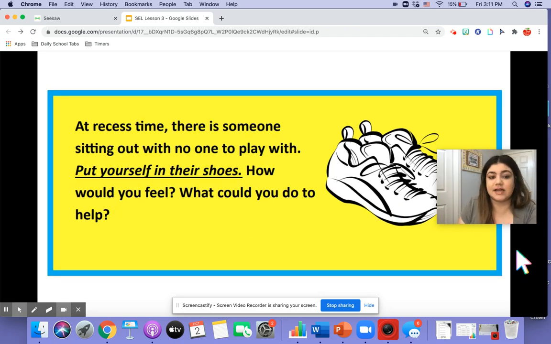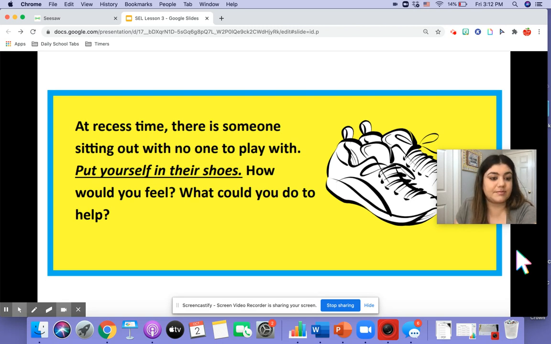At recess time, there is someone sitting out with no one to play with. They're sitting by themselves. Put yourself in their shoes. How would you feel? What could you do to help? How would they feel and how would you feel? Think about their emotions. Has that ever happened to you? Maybe it hasn't, but you're supposed to be thinking about how you would feel if that did happen to you. And that'll help you react in a way to show empathy.